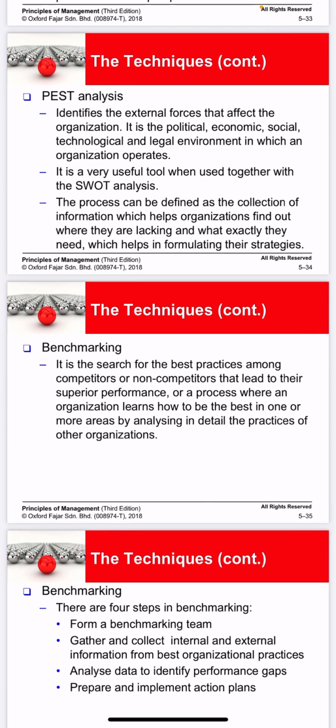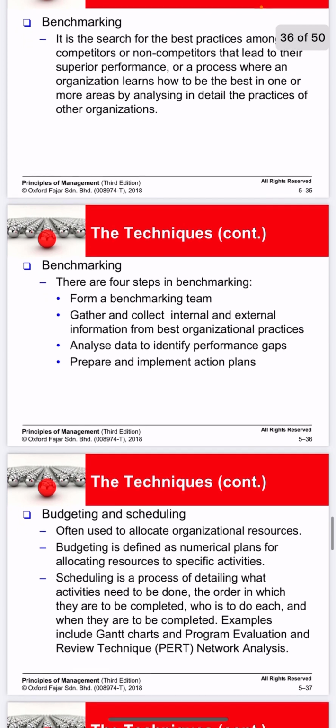As I explained before, benchmarking is searching for the best practices among competitors or non-competitors that lead to their superior performance, or a process where an organization learns how to be the best in one or more areas by analyzing in detail the practices of other organizations. So by searching for the best company, whether it is a competitor or non-competitor, we will implement the process, maybe the products, maybe how they conduct research and so on, inside our company. Okay, so there are 4 steps in benchmarking.